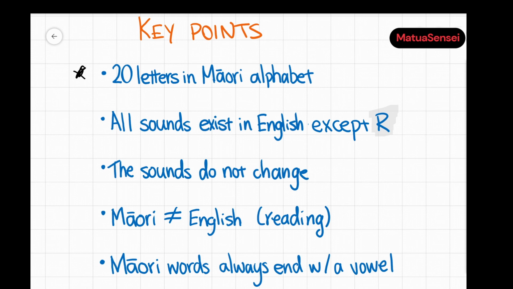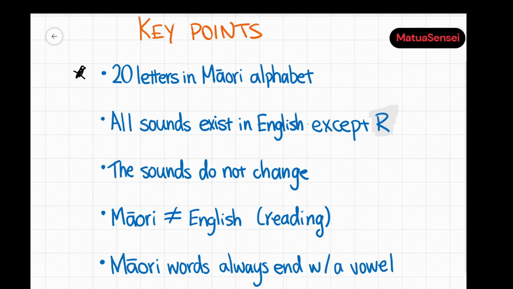Third, the sounds do not change wherever they are in Te Reo Māori. Now, when I was learning English, what I found is that the vowel sounds change all the time depending on where they are in a word and the combination of letters. They change all the time and it really used to frustrate me. However, in Te Reo Māori, the sounds do not change. So once you've mastered all the sounds, you can read literally every single word in Te Reo Māori. So that's an awesome thing about this language.